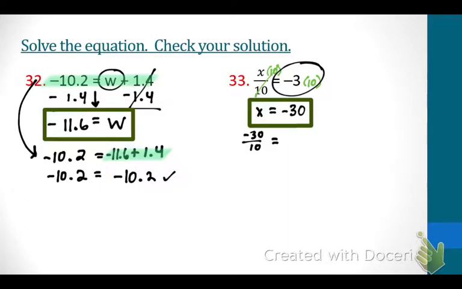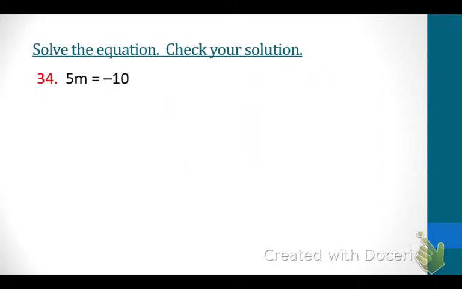And we know up here it says our answer is supposed to be negative 3. Heather, what is negative 30 divided by 10? It is negative 3. Class, does negative 3 equal negative 3? Yes. Give yourself a mini check mark because it did check out. Heather, I want you to bump it off for someone to help us with problem 34.